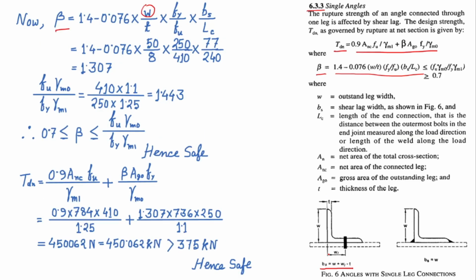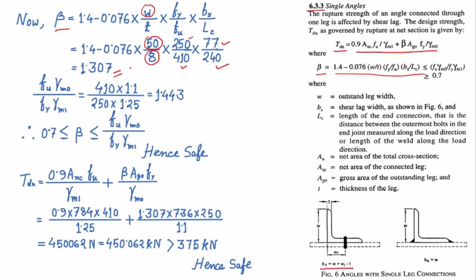After calculating the values, we have to put them in the equation of beta. w is 50 mm, thickness of the angle is 8 mm, yield stress 250, ultimate stress 410, bs is 77, Lc is 240. So beta is calculated as 1.307.